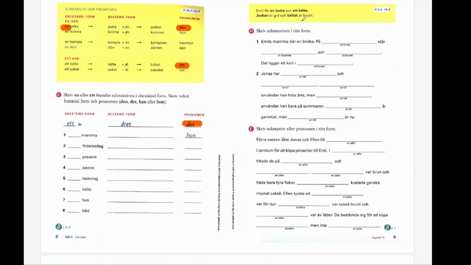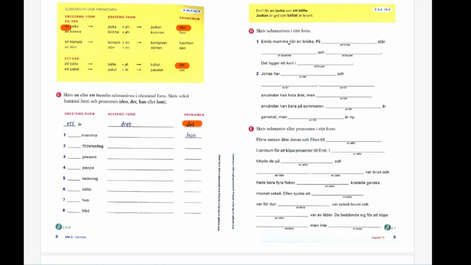The purpose is to show you when you are using the definite form, the form of the noun, then you are saying something specific. The jacket is gray, the belt is brown. And using this example, now you have to do this section, and I can explain one. It says write the noun in correct form. Substantiven, the noun in correct form.